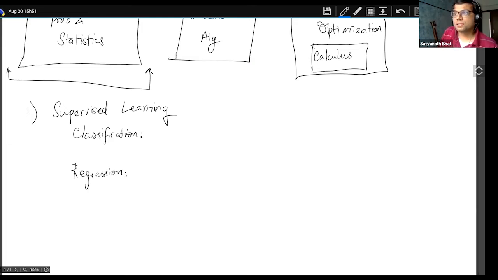Okay, so these are the two broad supervised learning algorithms. And what is a classification? You are given some set of features or some evidence, right? So you are given some set of x's.